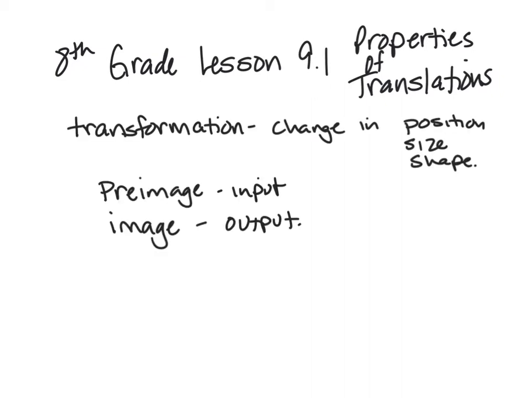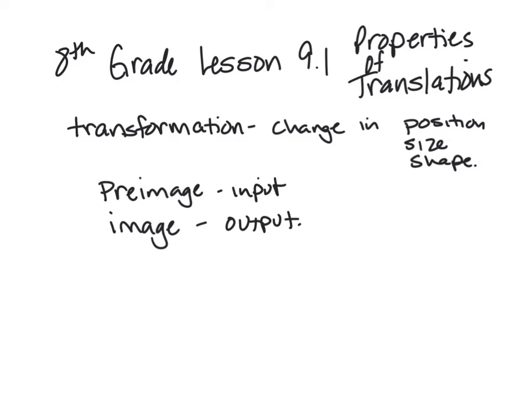Okay, first, let's talk about the word transformation. This whole chapter 9 is about transformations, and that is just a change in position, size, or shape of the graphed items. The pre-image is the input. It is the image of the shape that you're looking at before any movement has been made on it. And the image is the output. That's the shape that has been moved or changed in some way.